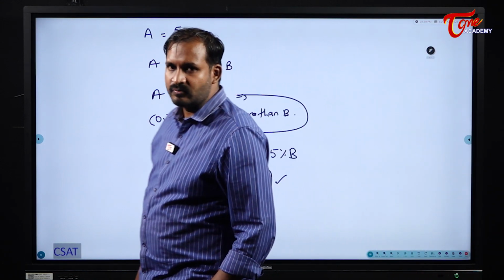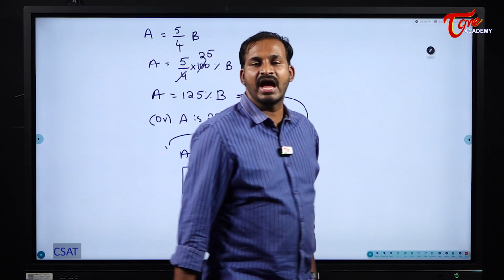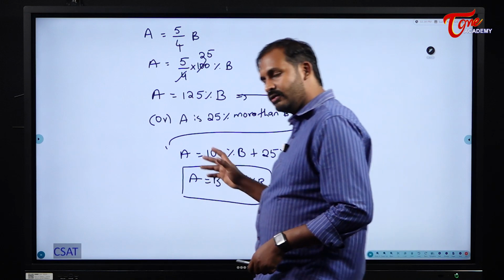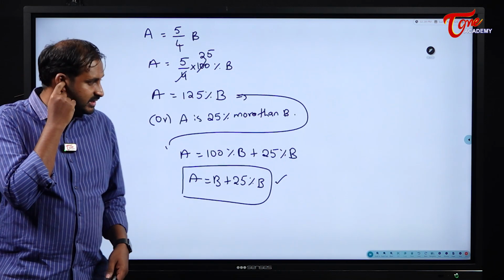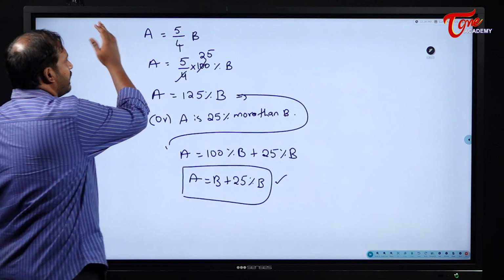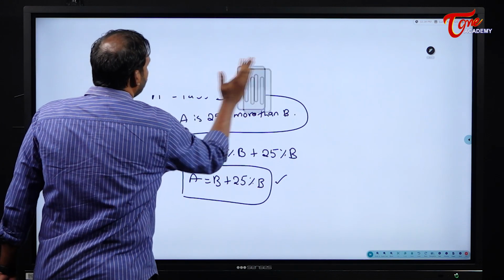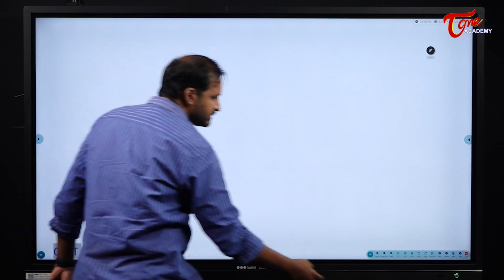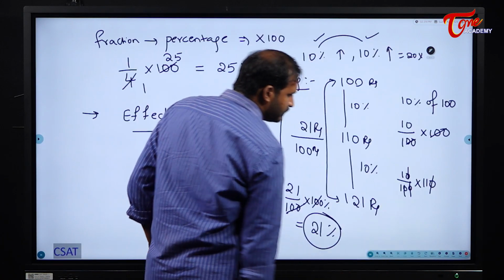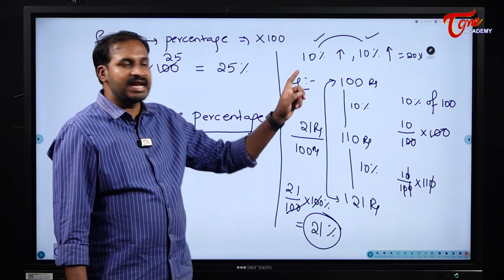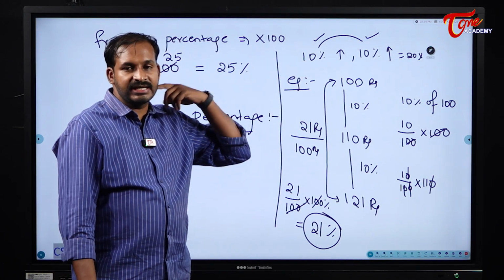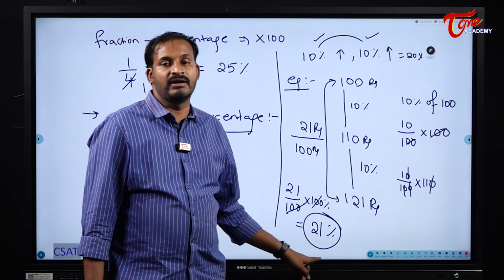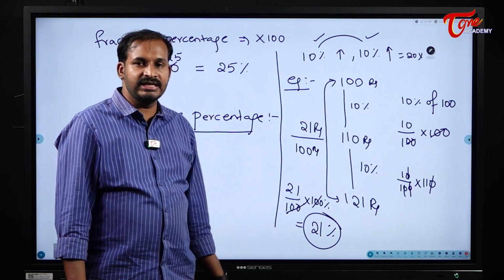So we should know these small things before going to the actual concept or before solving the problems. Okay sir, good, we know how to write this. Now we will move to our effective percentage cases. Earlier we have seen one example, right students? If a person's salary is increased by 10% and 10% successively, then what is his overall increase in salary? 21%.